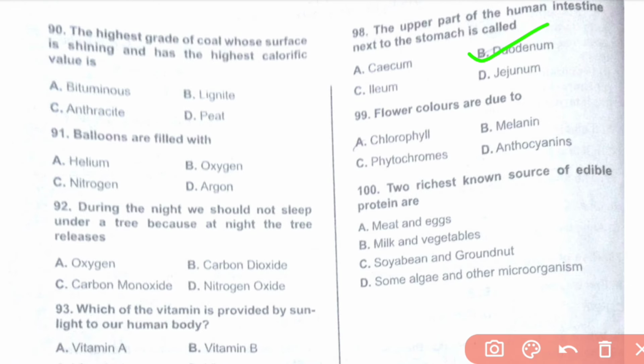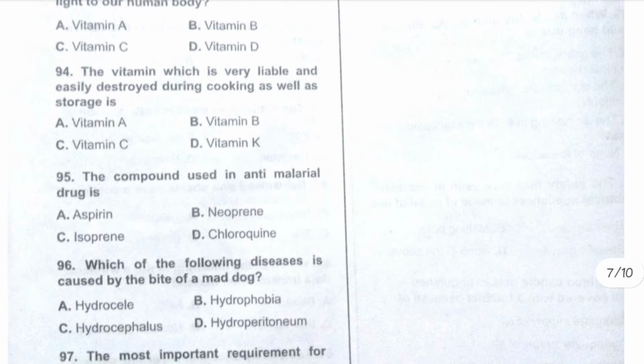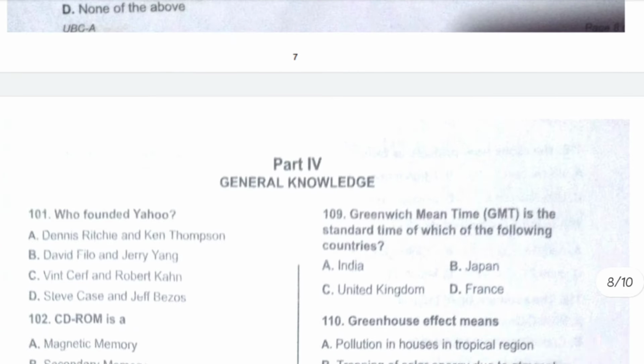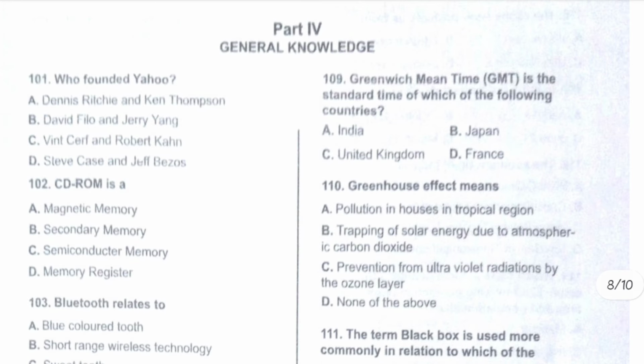Duodenum. 99. Flower colors are due to anthocyanin. Two richest known sources of edible proteins are soybean and groundnuts. Okay, complete this basic science, elementary science, then we move on to general knowledge.